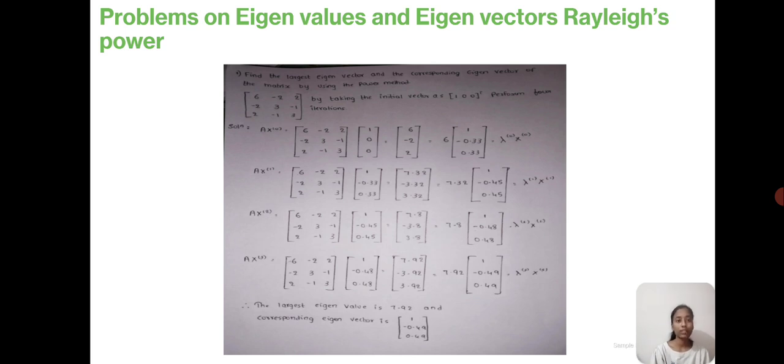The largest eigenvalue is 7.92 and the corresponding eigenvector is (1, −0.49, 0.49), which is the required solution.